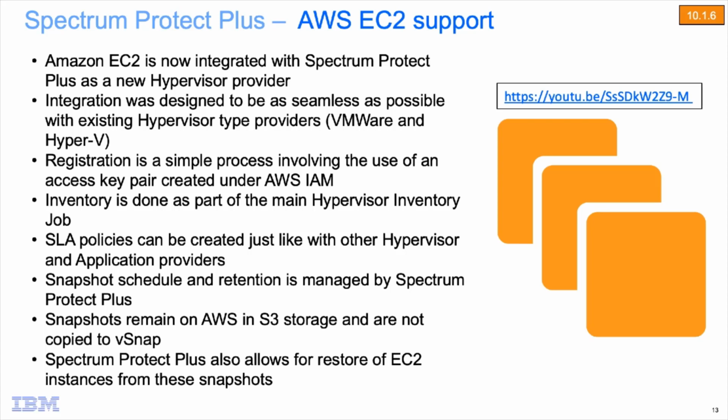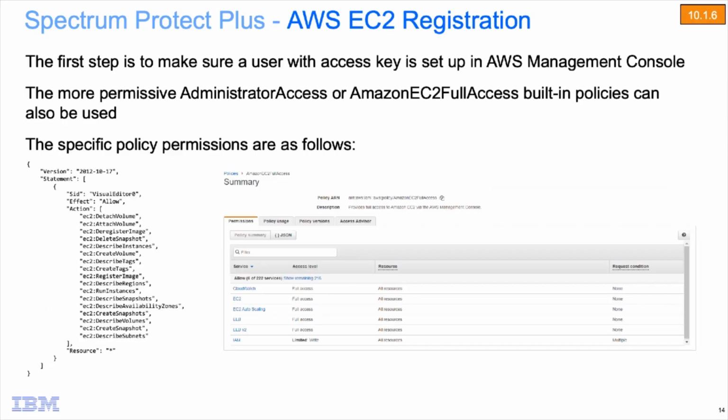So let's look at some details of that. In the upper right hand corner, you see a YouTube link where you can see a demo of this if you'd like to do that after you review the presentation. The first step is going to be to make sure that the user has the proper access credentials into AWS. You can of course use administrator or Amazon EC2 full access, but you can also set up the detailed permissions that are defined over there on the left.